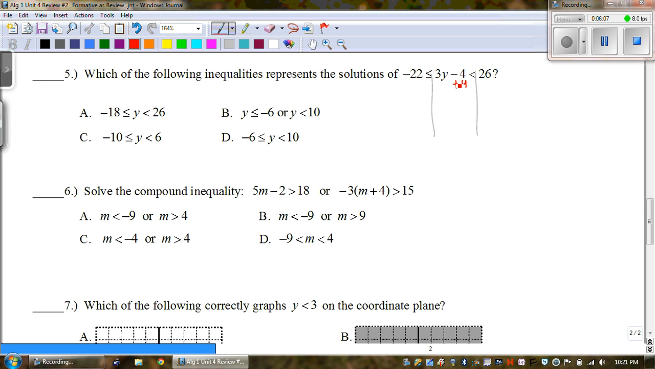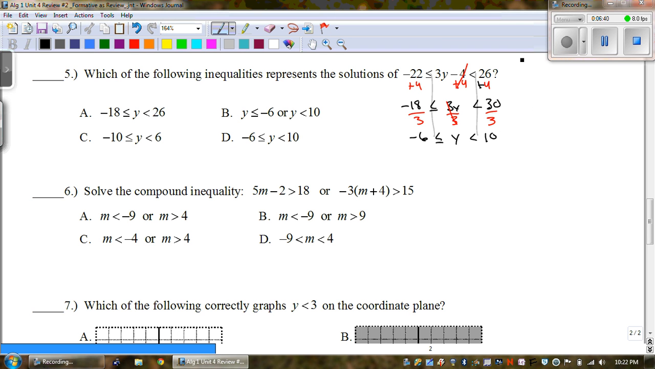We want to add 4 to all three sides, and we get -18 is less than or equal to 3y, which is less than, we added that 4, 30. To get the y all by itself, I'm going to divide everything by 3. My 3's cancel, and I get -6 is less than or equal to y, which is less than 10.